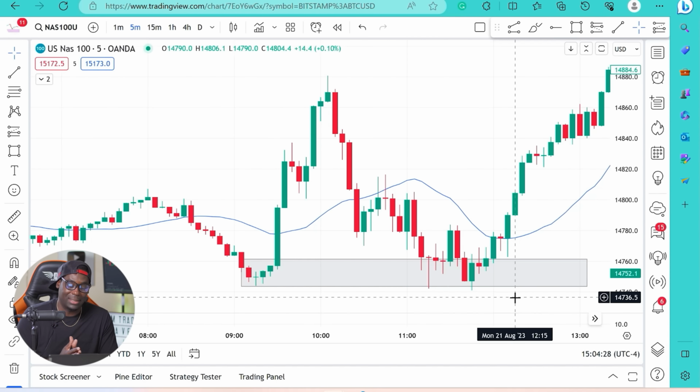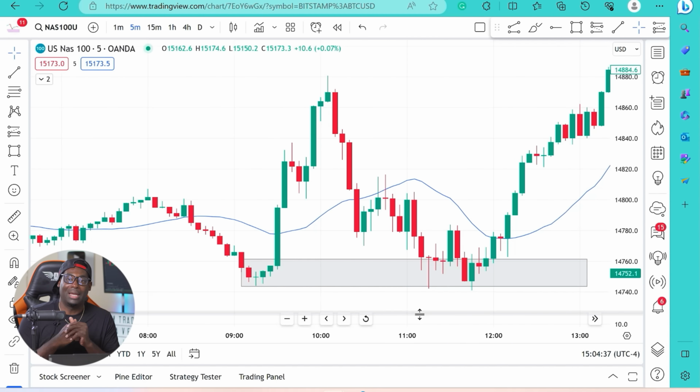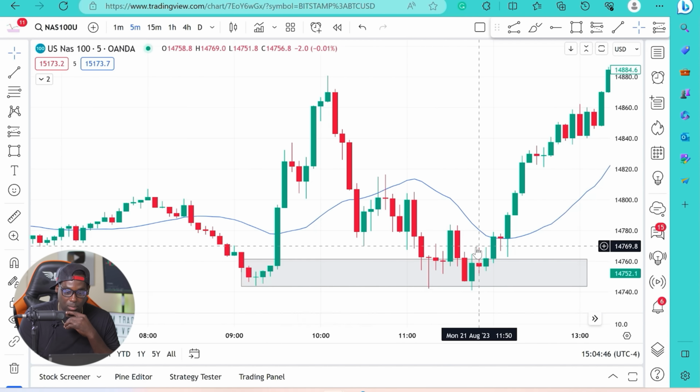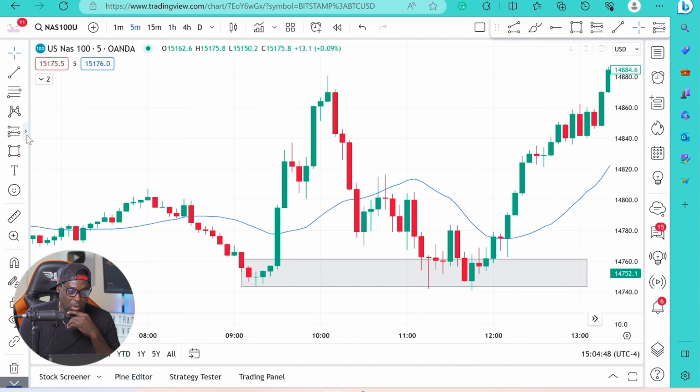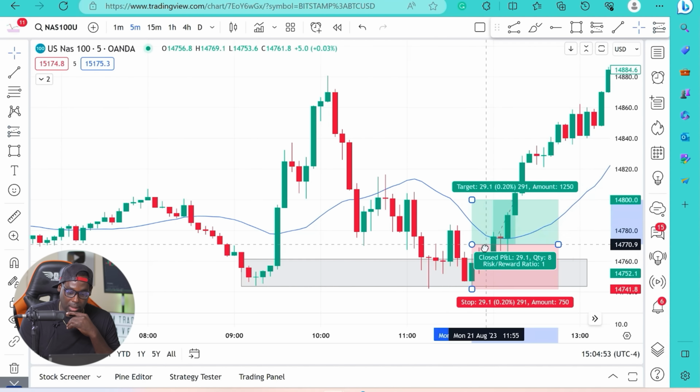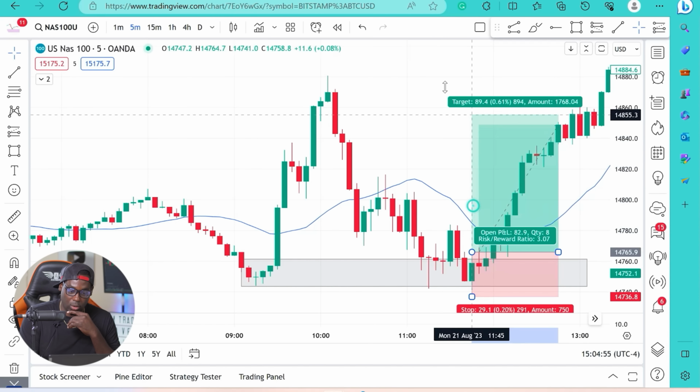Me personally, I say if it breaks it just a little bit and price goes above that zone again, to me, the zone is still active. So right here, notice how we have a nice double bottom, and also a bullish bar coming in. To me, this is a long to the upside, and you could definitely have a nice winner right here.